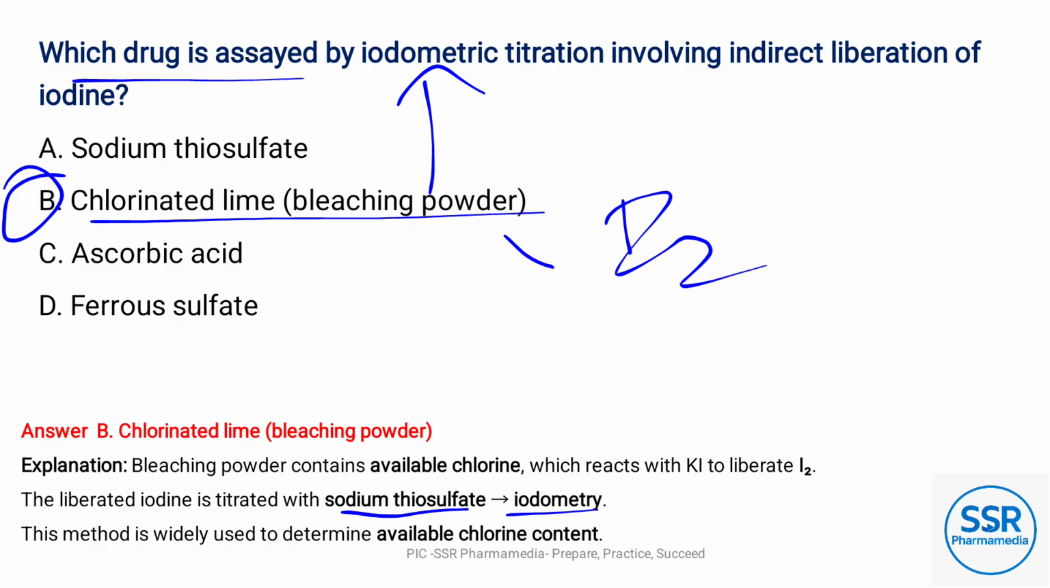Bleaching powder contains chlorine and reacts with potassium iodide in the presence of acetic acid to liberate iodine. This liberated iodine is titrated with sodium thiosulfate, and in this titration starch is used as an indicator.